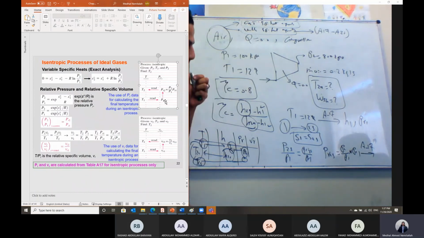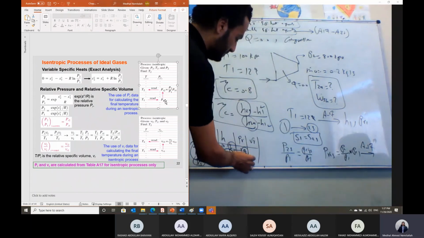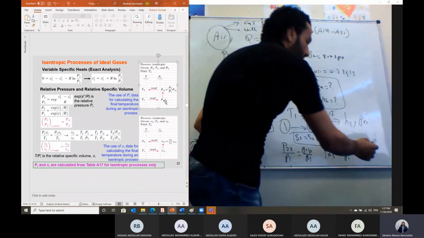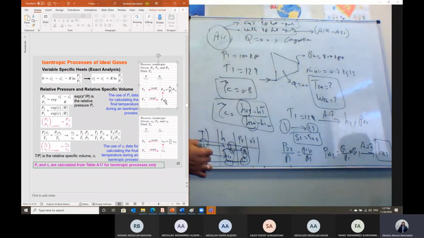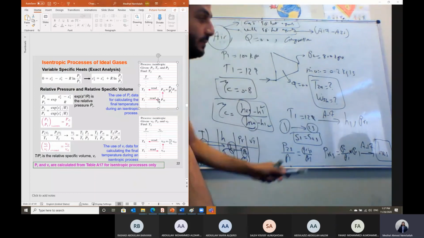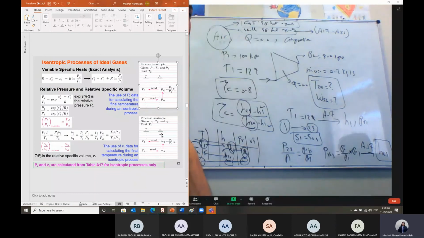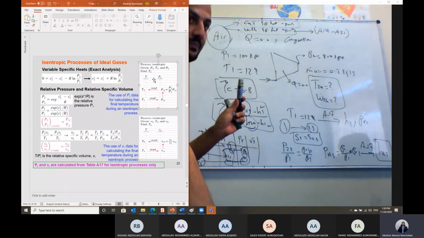I don't need the temperature, I just need the enthalpy H2S. So from table A17 with the value of P relative 2, I can get the value of H2S. So following the variable specific heat approach for an isentropic process, at temperature T1, I will get H1 and P relative 1. Then I will calculate P relative 2, which is at point 2S. This applies only for the isentropic process.